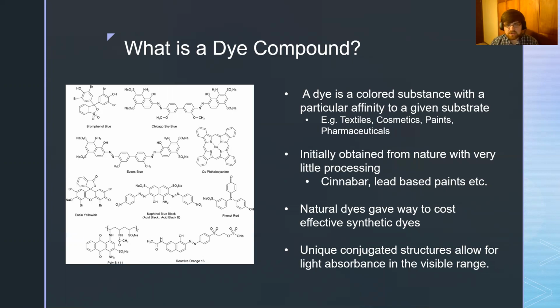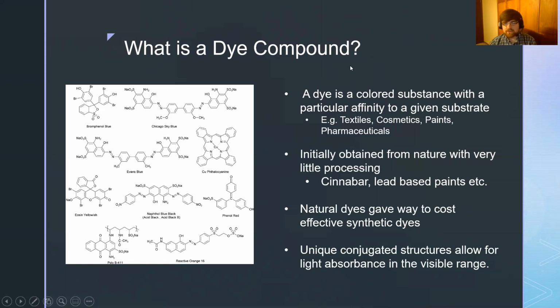The unique structures of the dyes allows them to absorb light in the visible range, which they then reflect the complementary color. So in this instance, what we mean by conjugation is this unique feature of the molecule as a whole. These alternating patterns of double bonds and single bonds. So if you look right here on this top molecule, Chicago Sky Blue, you can see that on this upper portion here, we have a double bond followed by a single bond, followed by a double bond, and it repeats throughout the rest of the molecule.